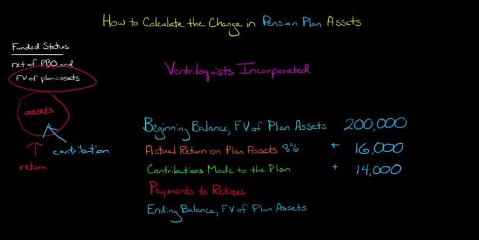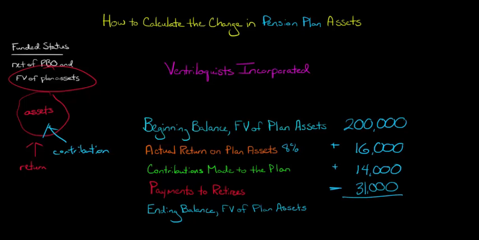Now, we are going to have to make a subtraction, though. We're going to have a deduction if we make any payments to employees who are already retired. Remember, the whole idea of setting aside this pool of assets is to be able to make payments to satisfy this PBO. When our employees retire, we're going to have to make payments to them, and those payments come out of the asset pool, so they reduce it. So let's say that there was $31,000 in payments to retirees.